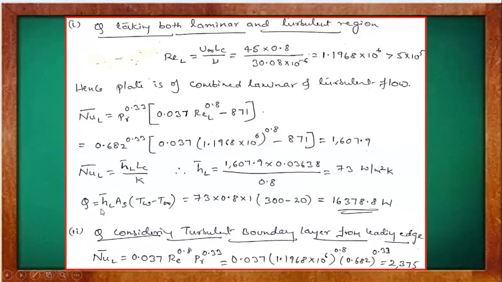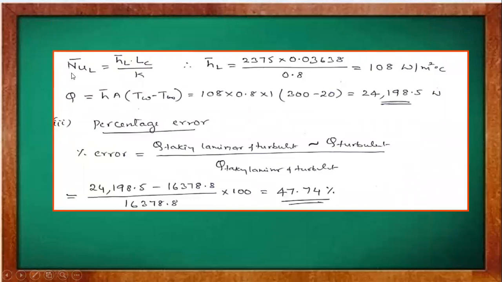Once you get the average heat transfer coefficient, directly substitute in the rate of heat transfer expression and obtain the heat transfer rate. This is the actual case, wherein the formulas used here consider both the laminar and the turbulent region. The next part is Q considering turbulent boundary layer from the leading edge. That means we are assuming the flow to be turbulent from the beginning itself. For that, the average Nusselt number is given as 0.037 into Re to the power 0.8. This expression you have to take from the turbulent region only. So substitute, then obtain the average Nusselt number.